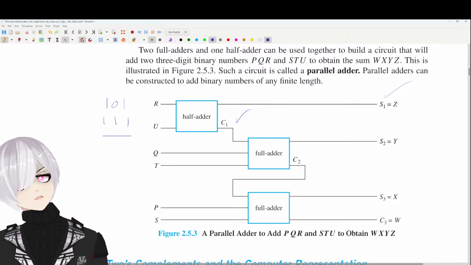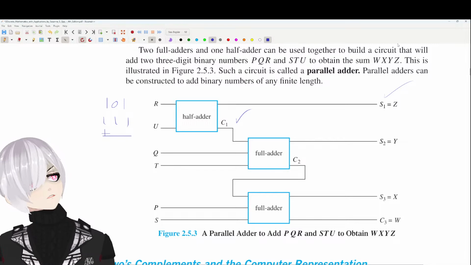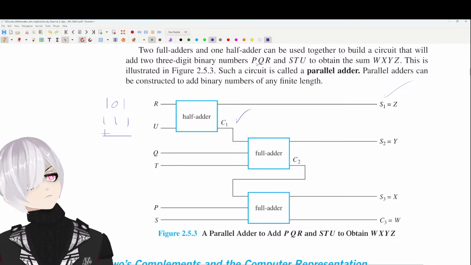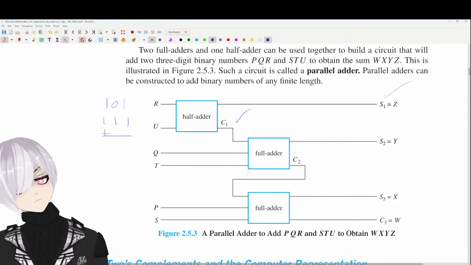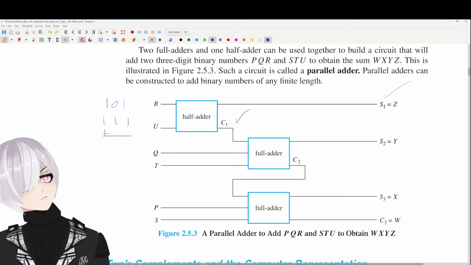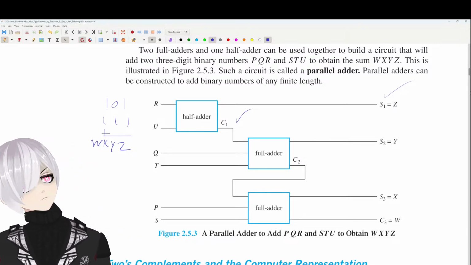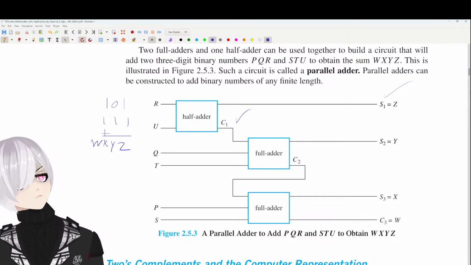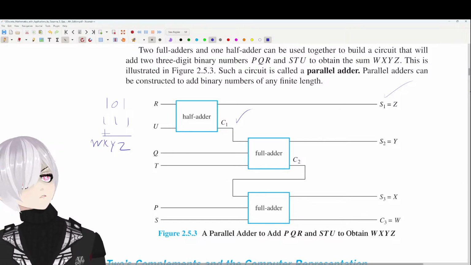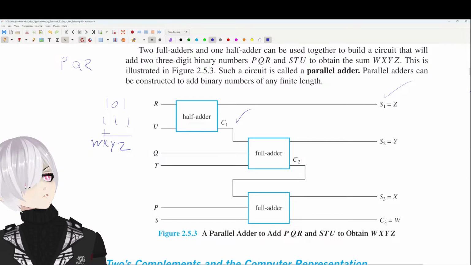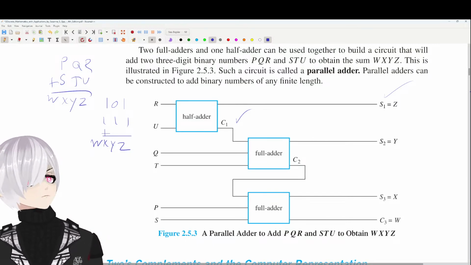And then they just call the sum WXYZ. I guess the idea is you do PQR plus STU. So the rightmost column is going to be R plus U. You put the R and the U into a half adder, and then you get the sum C1 S1. The S1 is going to be the rightmost digit of the whole sum. And then you do what you did before.